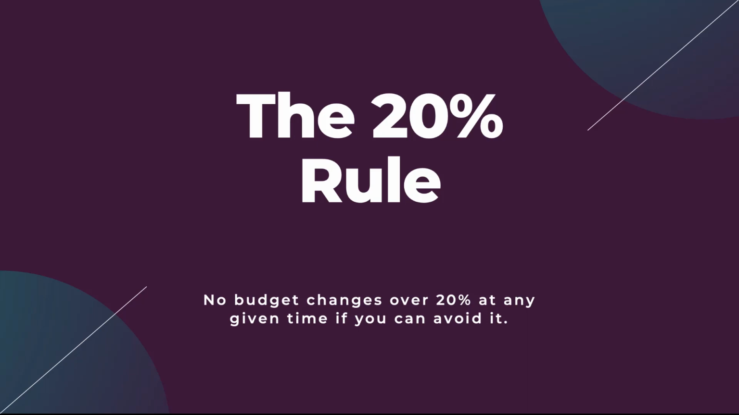What that means is that if you do need to double your budget or half your budget, something like that, it's better if you do it incrementally over time, if you can afford to do that, than it would be to just make that change all in one day. So here's a couple of examples of what that would look like.